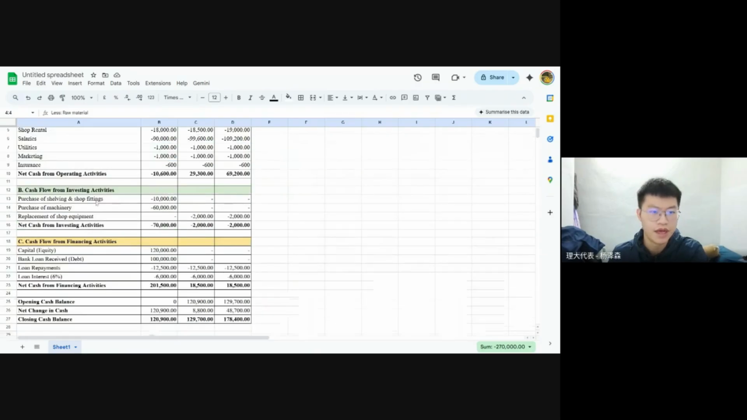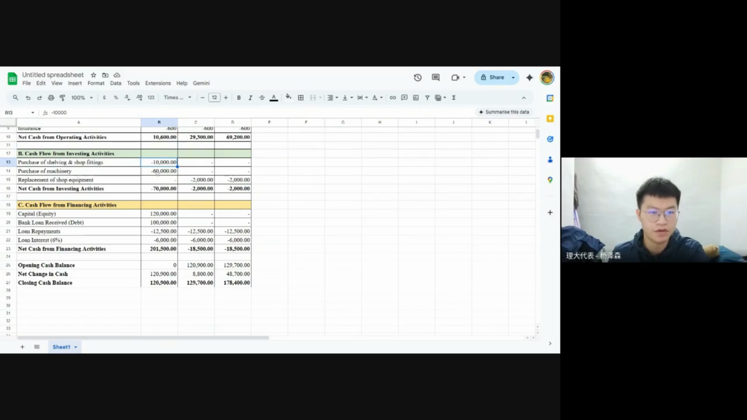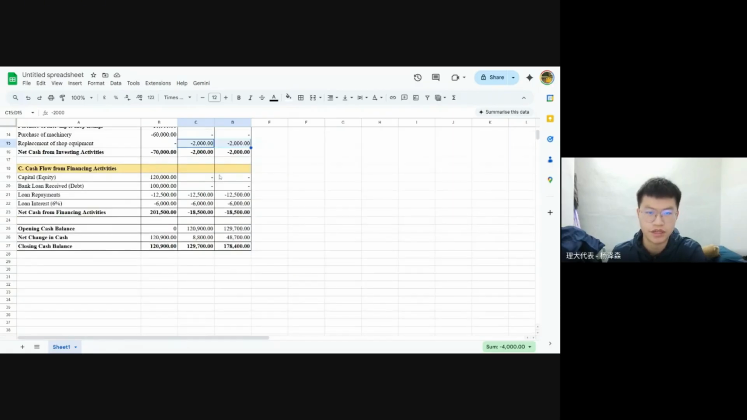As for part B, for the first year, we are going to purchase shelving and shop fittings for our shop and also the machinery to produce our light bulbs. We assume 10,000 ringgit for our shop fittings and 60,000 ringgit for the purchase of machinery. Because it's the first year, we are not planning to have any replacement of equipment. But for 2023 and 2024, we assume that the machines need maintenance and something gets spoiled, so we have to replace them. We assume 2,000 ringgit for both years.